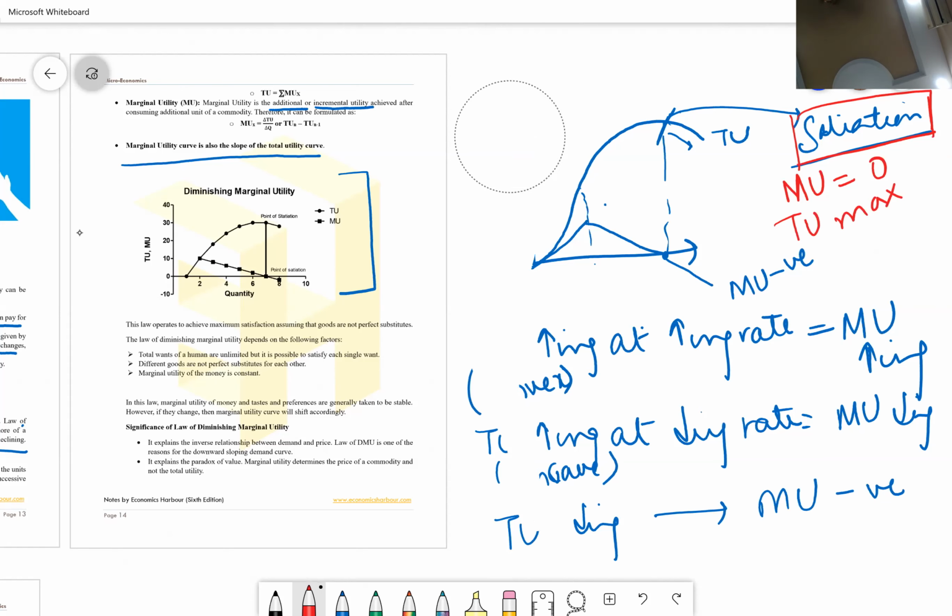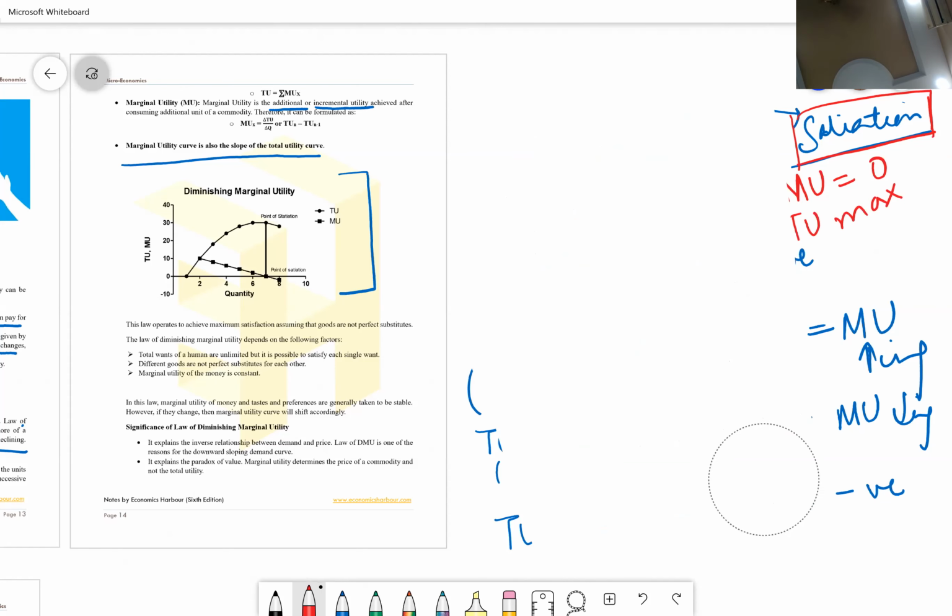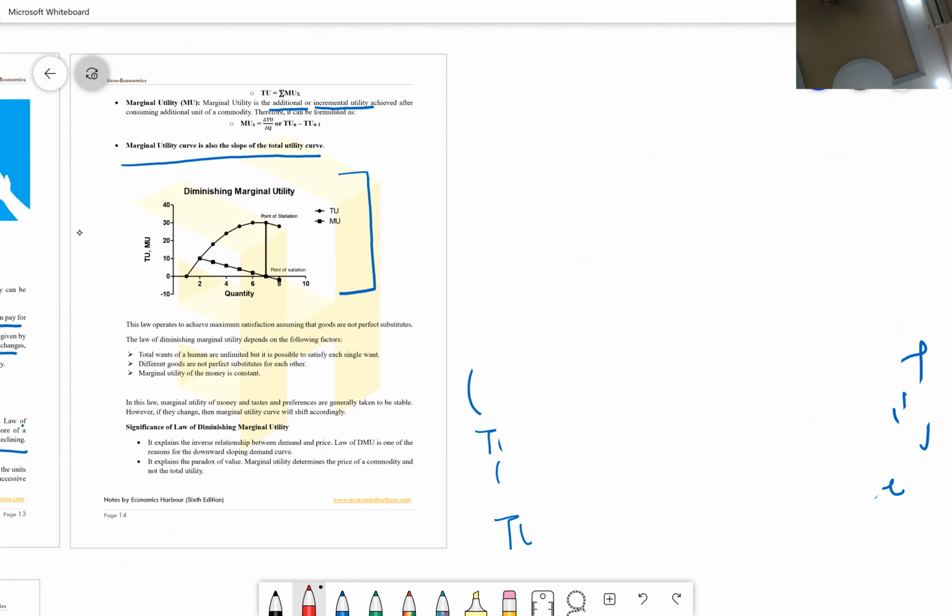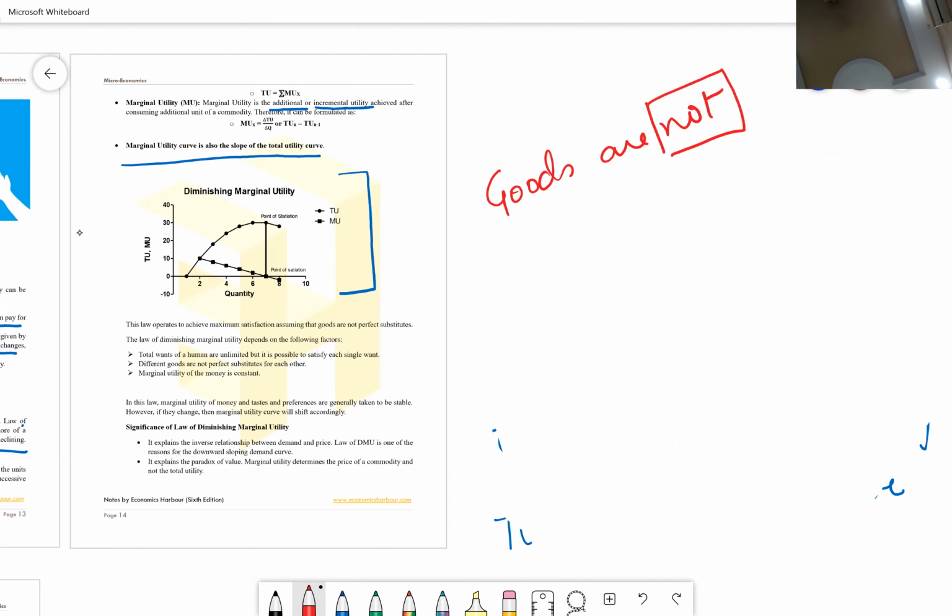So now it must be noted that this law operates to achieve maximum satisfaction, assuming that goods are not perfect substitutes of each other. So it assumes that goods are not perfect substitutes. So this is very important. This point is very important. Otherwise, this will violate the conditions of the law, right?